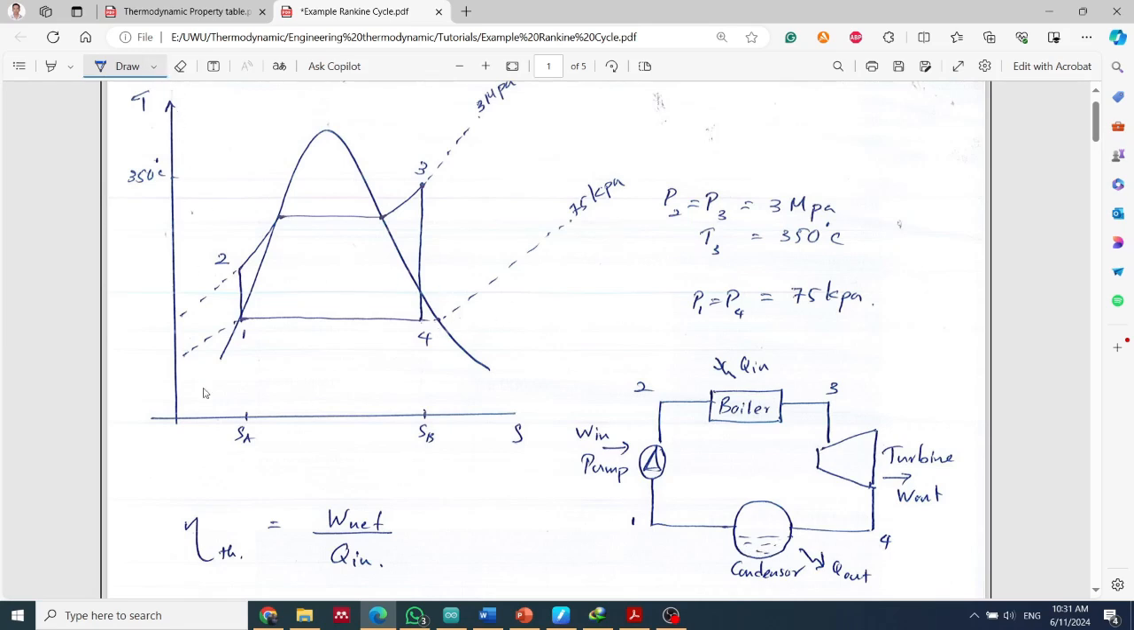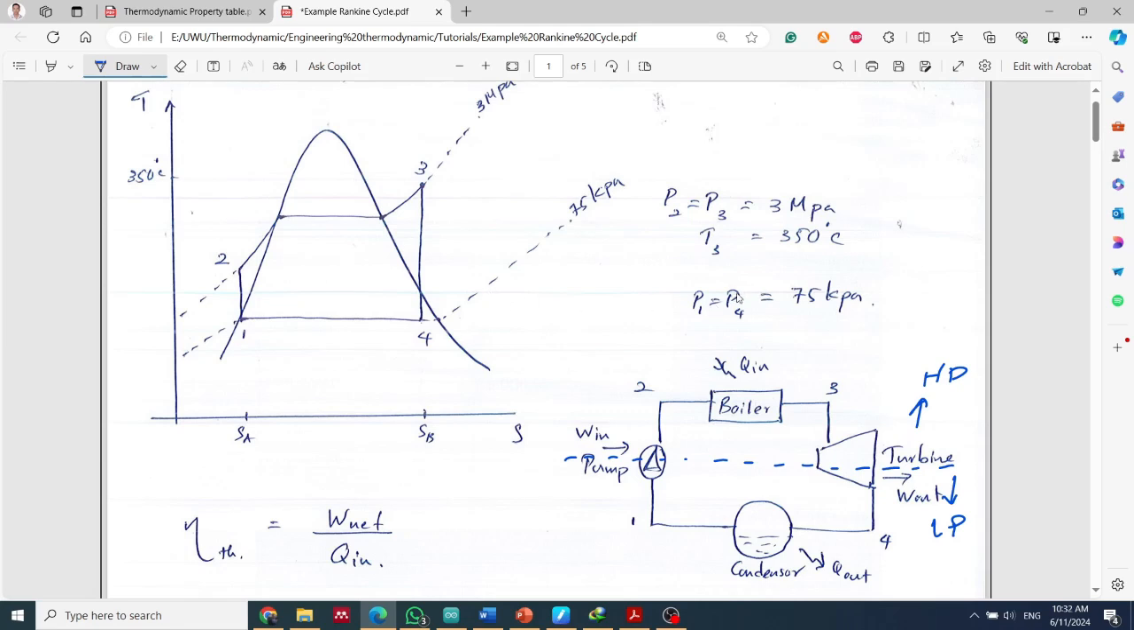Then we can draw that diagram in the TS diagram. This is our famous curve; I hope you remember how we get this curve. Then the cycle looks like this. This cycle operates at two pressures: we have the high pressure side and the low pressure side. What enters the turbine is high pressure vapor, and what exits the turbine is low pressure vapor, if you remember.